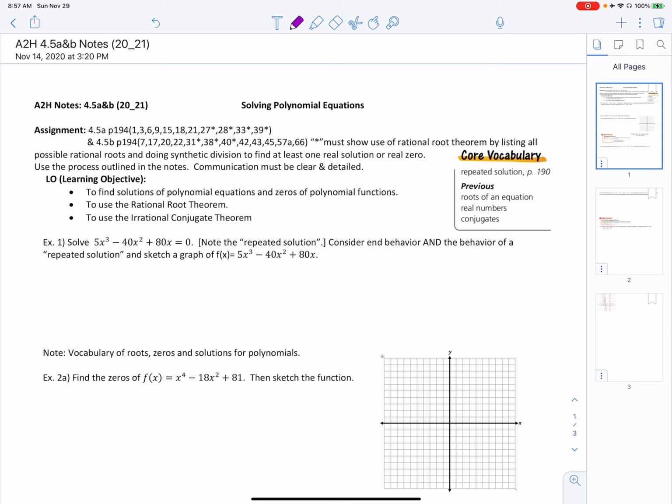We're going to be looking at something called the rational root theorem and the irrational conjugate theorem. And so we have an example 1 to solve this polynomial for where it equals 0. So you need to have algebraic work. Start by copying that problem down. And we're going to start by trying to factor this to find the zeros. So we can pull out a 5x.